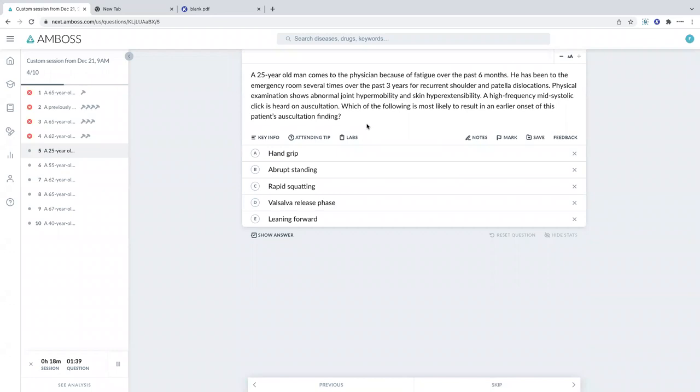Which one did you guys choose over here? Fast answers, please. "25-year-old man, fatigue. He has been to the ER several times for recurrent shoulder and patellar dislocation, abnormal joint and skin hypermobility, high frequency. It's heard." What do you think the diagnosis is for this patient? Doctor, let's ask this question to Dr. Sanjeeva Chaudhary. Would you be kind enough to tell us what the diagnosis of this patient is in the chat box?